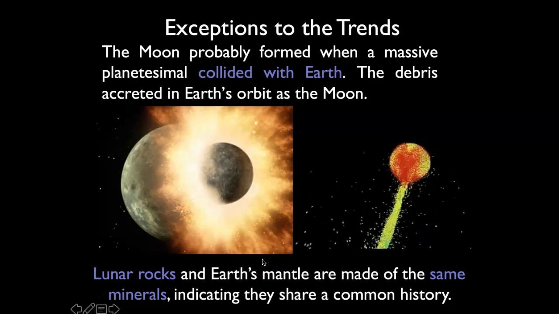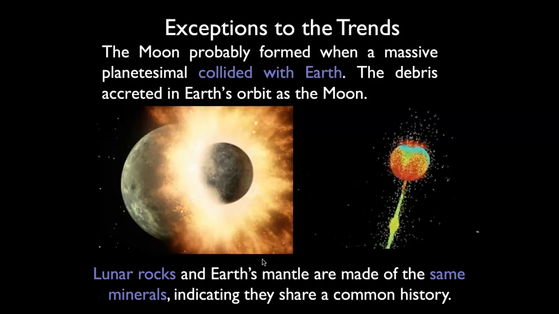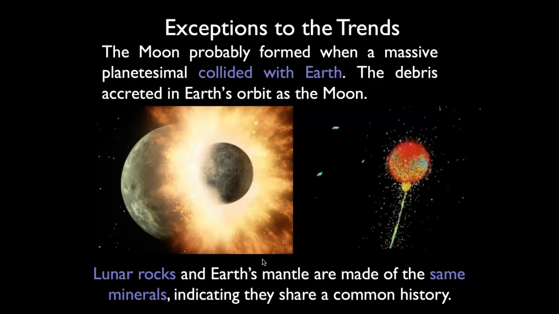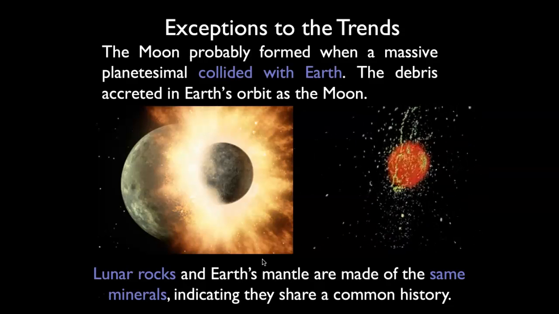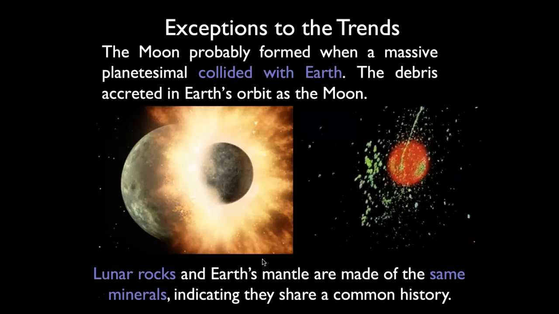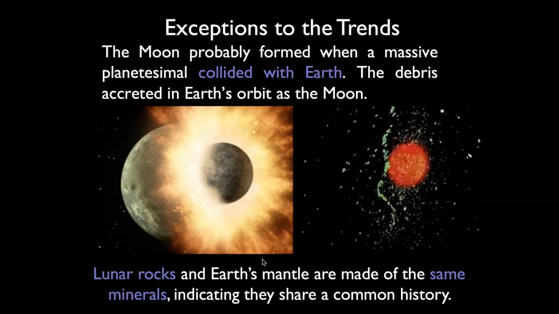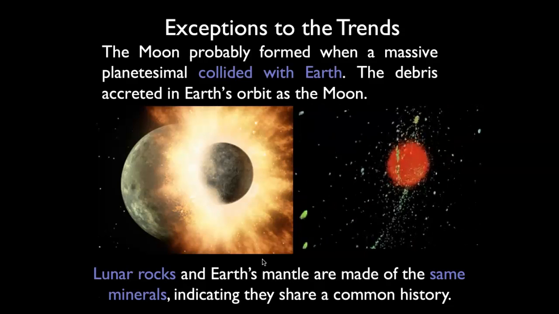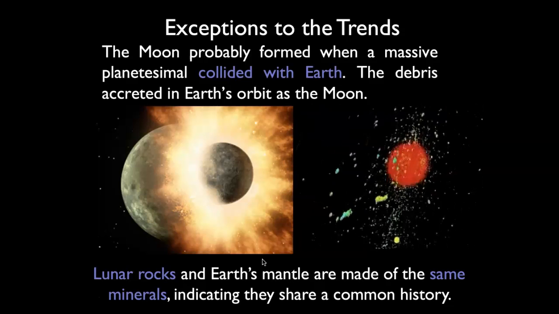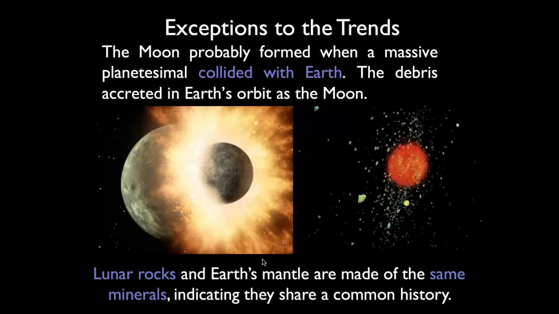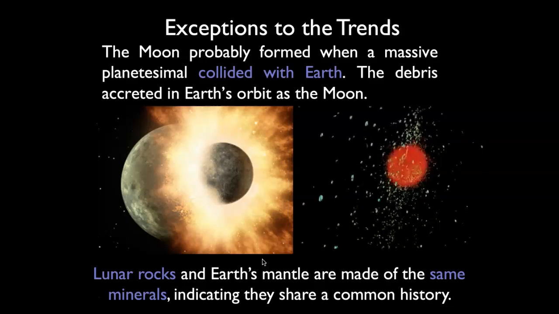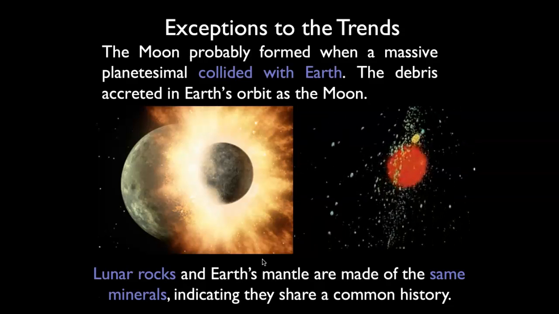I say we don't need to speculate because we've been to the moon, right? When the Apollo astronauts went to the moon, they brought back rock samples. And when you analyze the minerals and the rocks on the surface of the moon, it turns out that the kinds of rocks that the moon is made of are the exact kinds of rocks that are inside the Earth. Not on the Earth's surface, inside the mantle of the Earth.